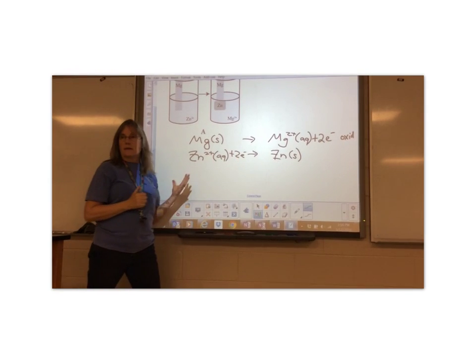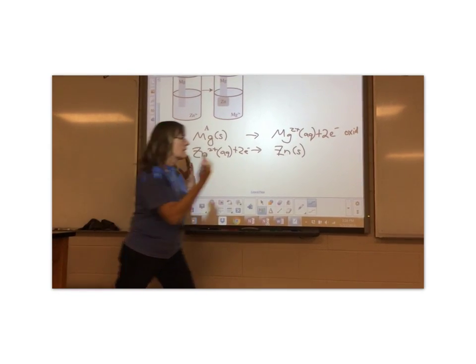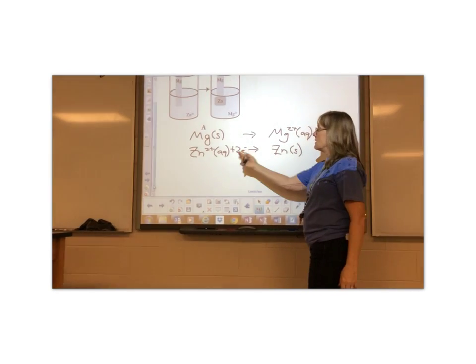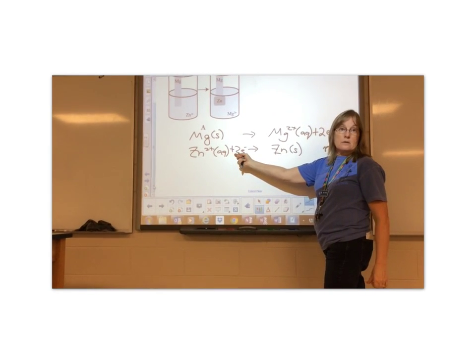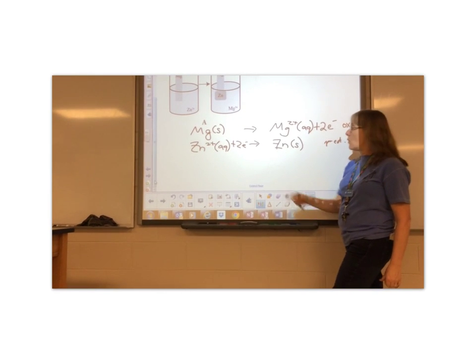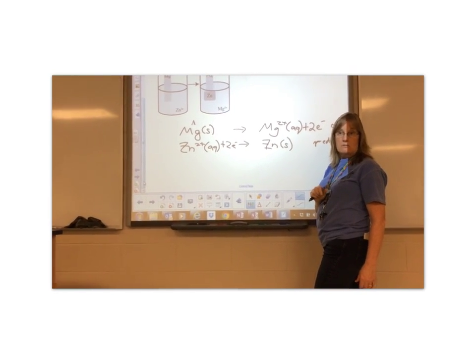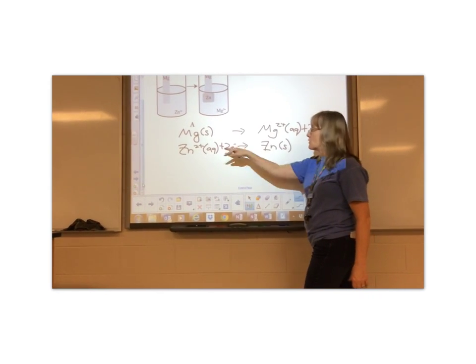Now, is this oxidation or reduction? Process of elimination, it has to be reduction. But also you see that it gains electrons, so it's reduction. Or the oxidation number goes down, so it's reduction, it's reduced. Or the electrons are on the left.